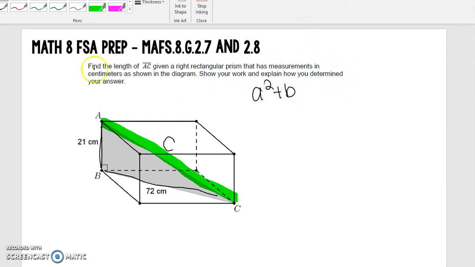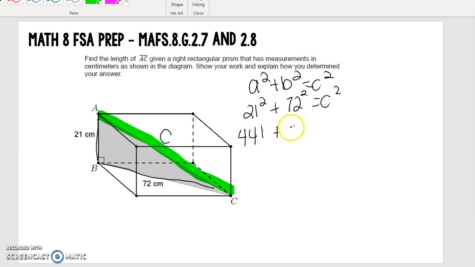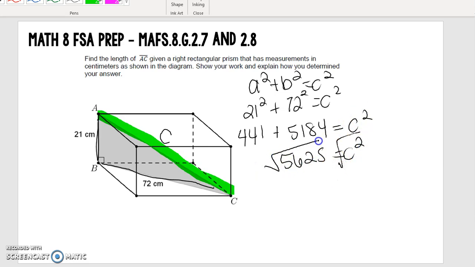So in order to answer this problem, all we have to do is fill in our Pythagorean theorem. A squared plus B squared equals C squared. So we take our legs, we're going to square them and add them up. So 21 squared, 441, 72 squared, 5,184. If I add those together, I get C squared. But remember, I'm just looking for C, so I have to square root. And when I do, my C value is 75. So take a look at your work, compare it to my work, and make sure you don't have any questions.